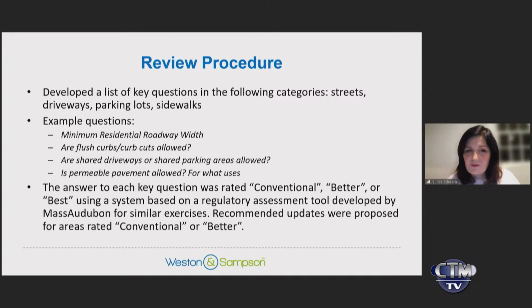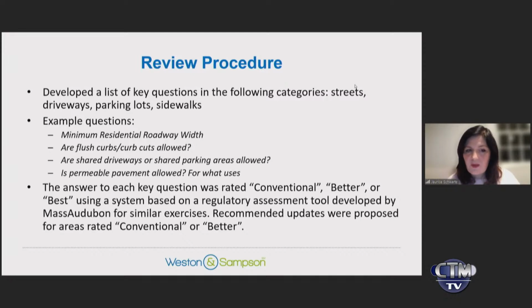Is there an opportunity to reduce that minimum? Are flush curbs, curb cuts allowed currently? How does the town feel about shared driveways or shared parking areas? Are those allowed? Is permeable pavement allowed and under what circumstances? For each of these key questions, we rated them as conventional, better, or best, using a system based on the regulatory assessment tool developed by Mass Audubon.